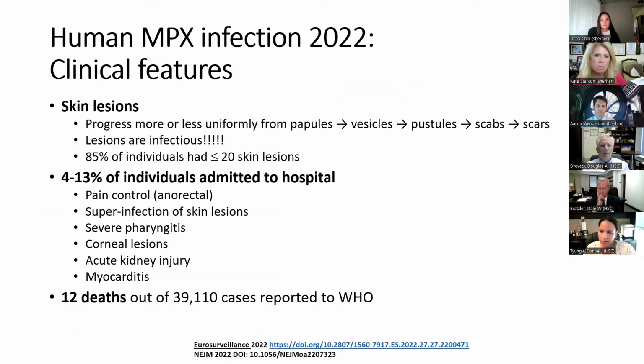Next slide, please. So what's happening now? The clinical features are that most people have these skin lesions or rash, and they progress more or less uniformly as a little papule, which means something that you can feel with your finger, to a vesicle, which is like a blister, to a pustule, which is like a blister with pus in it, but yet it's somewhat firm. It's not real squishy. And then it scabs and there's a scar. Realize that these sores are highly infectious, and this is how it is spread.